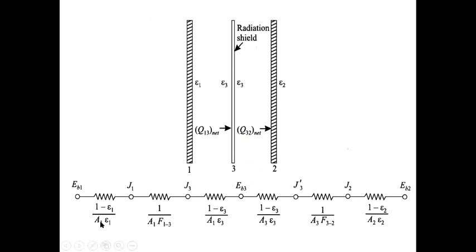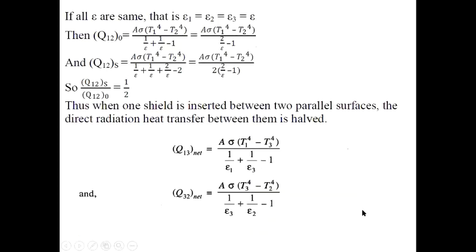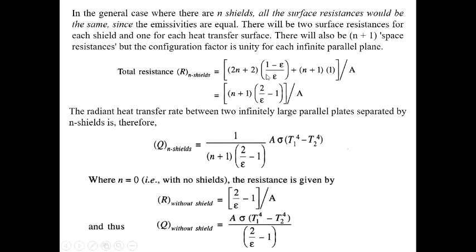And what is the number of surface resistances? 1, 2, 3, 4. Okay. So from this we can conclude, if there are n radiation shields, there will be n plus 1 space resistances, and twice n plus 2 surface resistances. Suppose n is 1, so 2 plus 2 is 4 previously. If n is 2, this will be 2 into 2 plus 2, meaning 6 surface resistances.